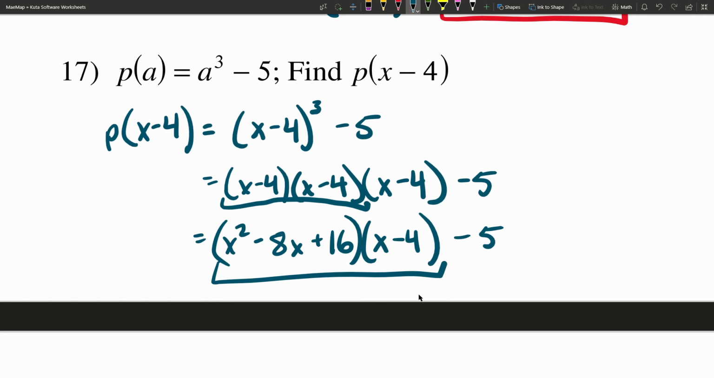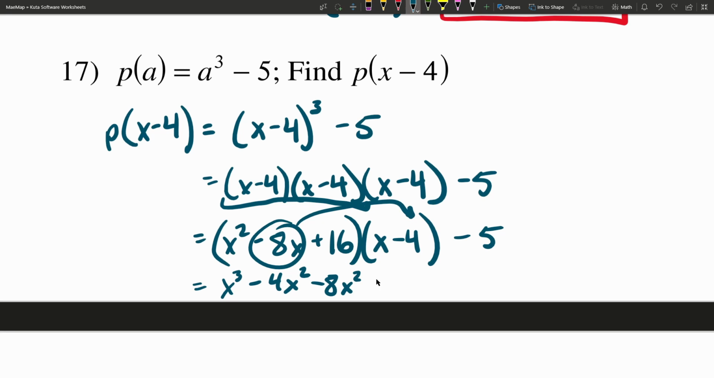Next, I'll distribute, expanding out these two polynomials. So x squared times x is x cubed, minus x squared times 4 is minus a 4x squared. Moving on to my negative 8x, negative 8x times x is a negative 8x squared. Negative 8x times a negative 4 is a positive 32x. And then lastly, 16. 16 times x is a positive 16x. And 16 times negative 4 is a negative 64. And from all of this, I'm subtracting 5.